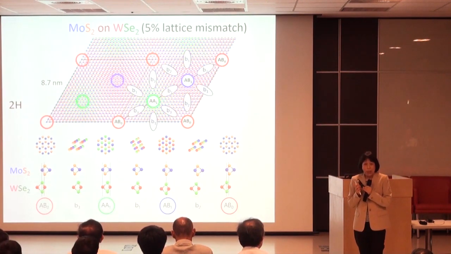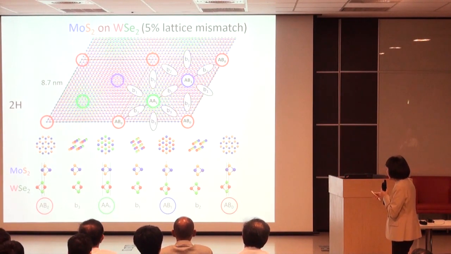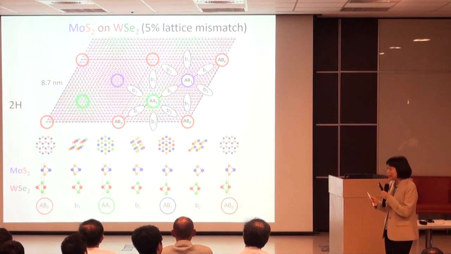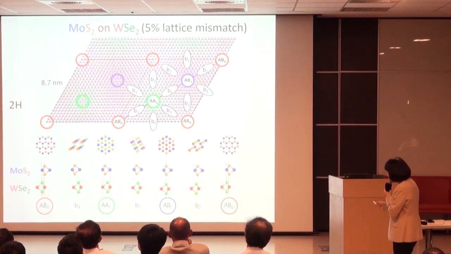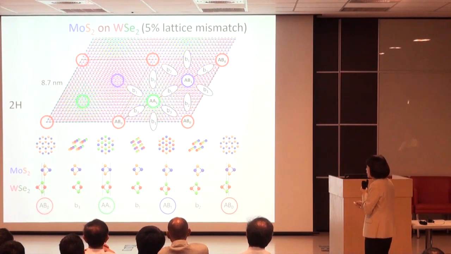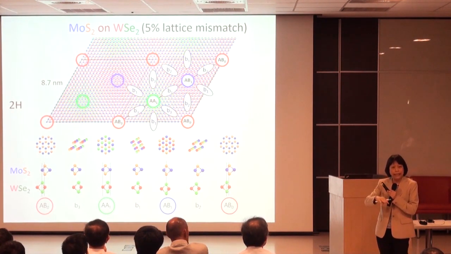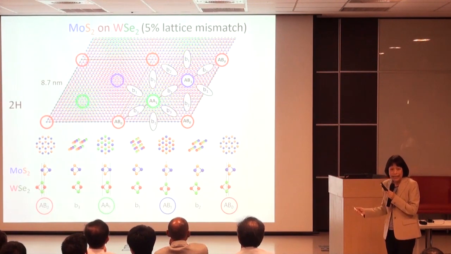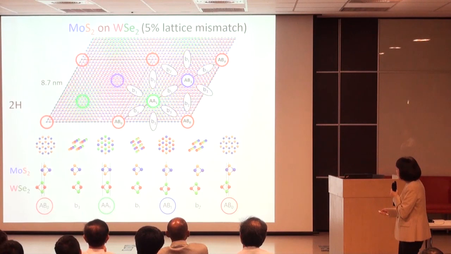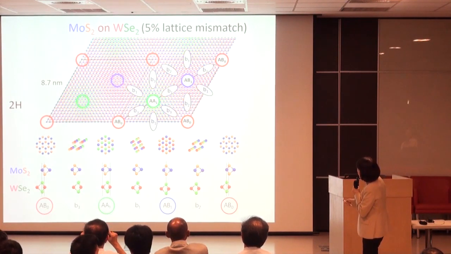Now, if you stack them together, this is a complicated view graph, so I probably don't need to look at the details. For instance, we take 2 TMDs and put them on top of each other, either by growth or by just placing 1 layer on top, and they have a 5% lattice mismatch. Even if you line them up, so this is 0-degree rotation, and you look down, you're going to see that there are different regions.